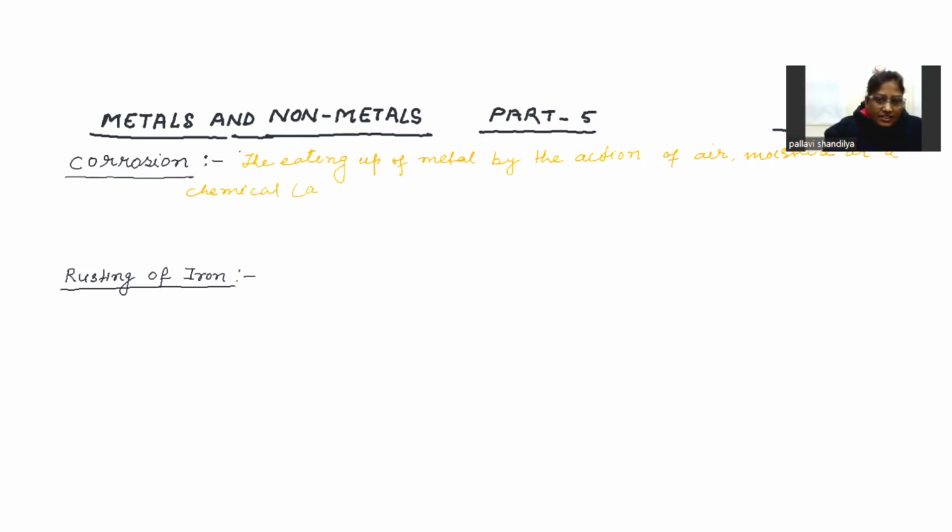chemical, that is acid, on their surface. That is known as corrosion. Basically, due to the action of air, moisture and certain chemicals, a layer is formed on the surface of the metal. That is corrosion.